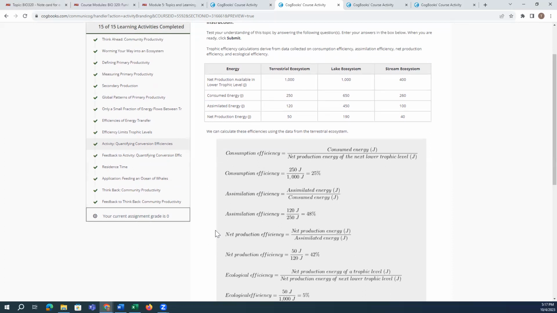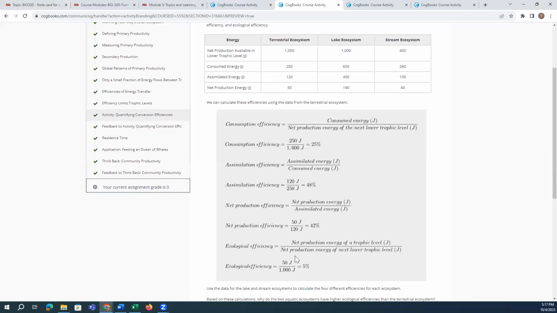Yeah, I agree. The math should be pretty straightforward, at least for these first four, because it's just finding the number that associates with the equation and plugging it in. So again, if we go down the list, the net production efficiency is net production over assimilated energy. That's 50 over assimilated energy, and assimilated energy is 120. So 50 over 120 is 42%.